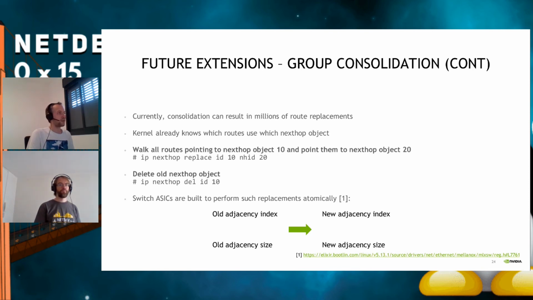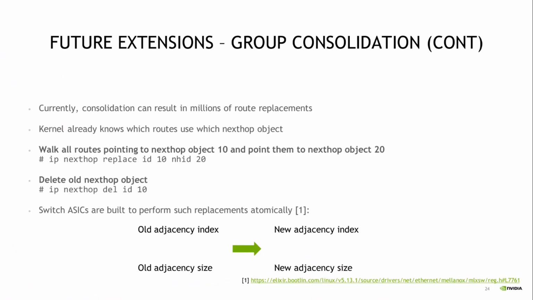But we can make use of the fact that the kernel already knows which routes use which NEXTHOP object. So instead, we can extend the user API and basically tell the kernel, walk all the routes that are pointing to NEXTHOP object X and have them point to NEXTHOP object Y. And then we can delete NEXTHOP object X. So this allows us to reduce the number of messages that are exchanged between user space and the kernel from millions of messages to a single message. But we can also reduce the number of messages that are exchanged between the device driver and the device, because switch ASICs usually have the ability to perform such replacements atomically. Next slide, please.